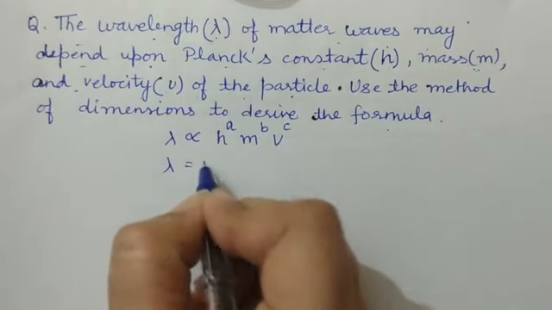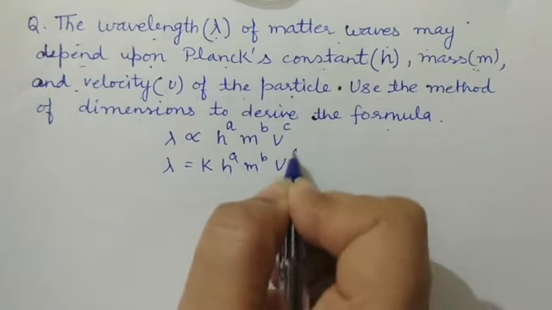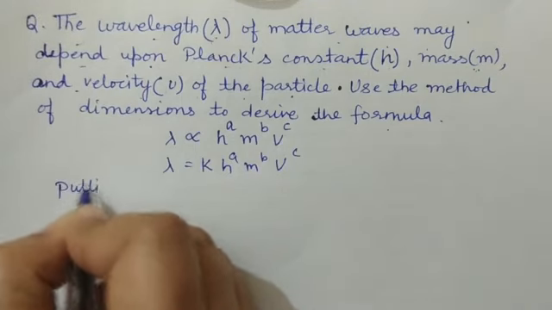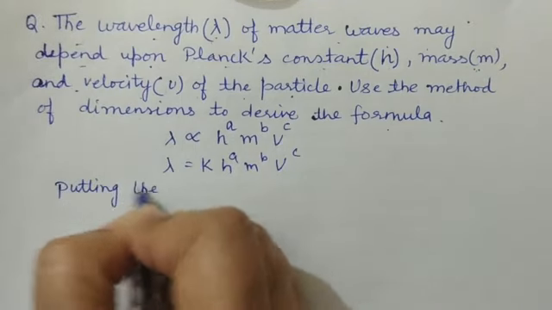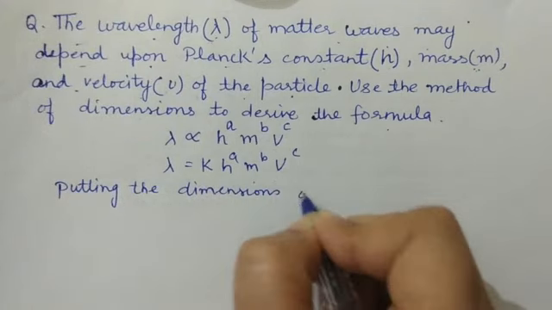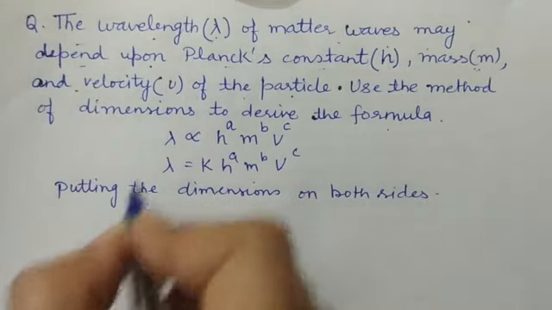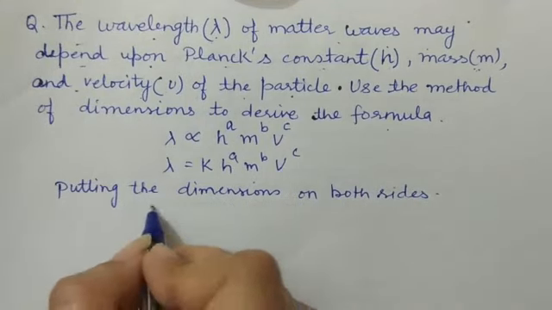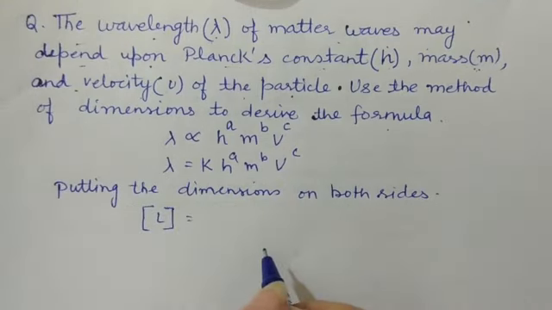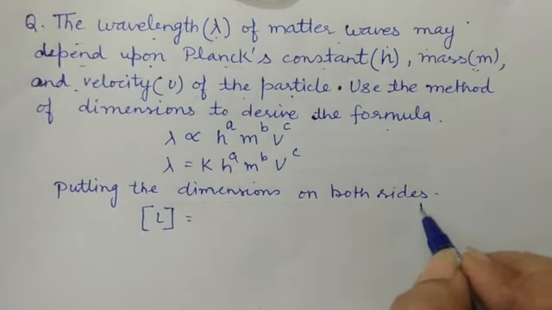Remove this proportionality sign, put a constant k, and we'll put the dimensions on both sides. Lambda is wavelength, so wavelength is a length. We'll put L here. H. Now how do we get the dimension of h? We can use a formula separately.